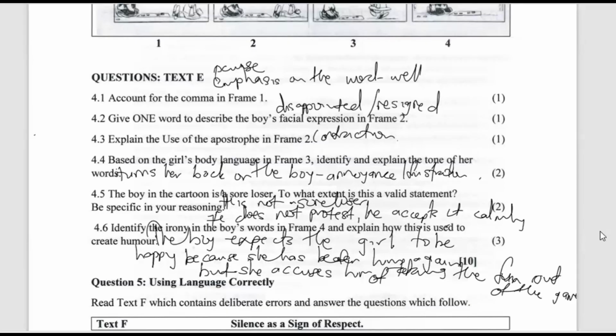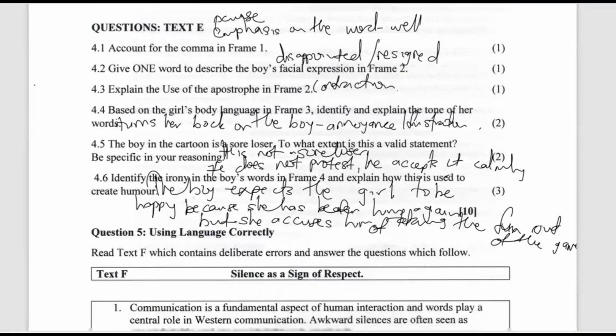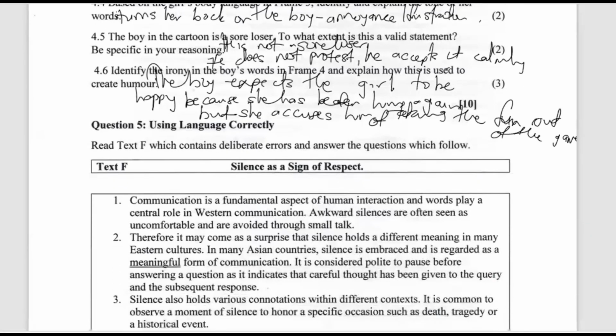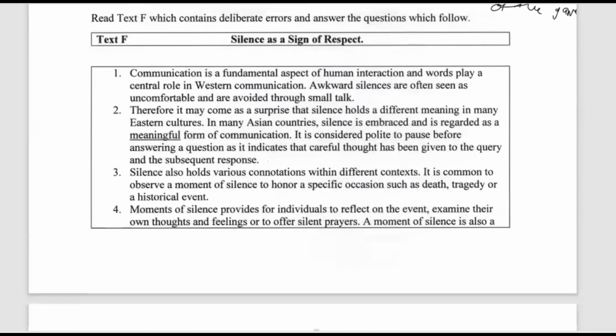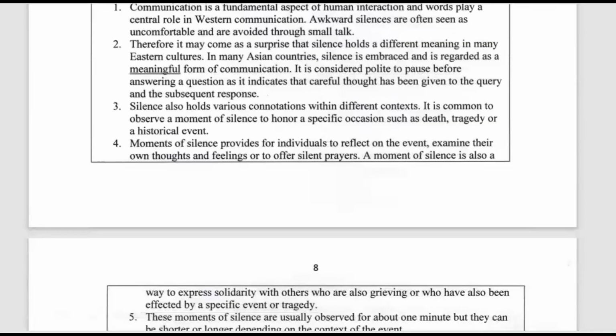Okay. Let's go to the most difficult part of our exam, which is question number 5. Silence as a sign of respect, it says. Communication is a fundamental aspect of human interaction, and words play a central role in Western communication. Awkward silences are often seen as uncomfortable and are avoided through small talk. Therefore, it may come as a surprise that silence holds a different meaning in many Eastern cultures. In many Asian countries, silence is embraced and is regarded as a meaningful form of communication.